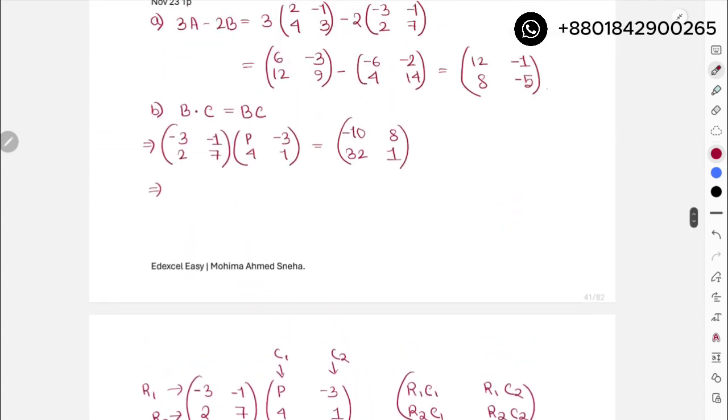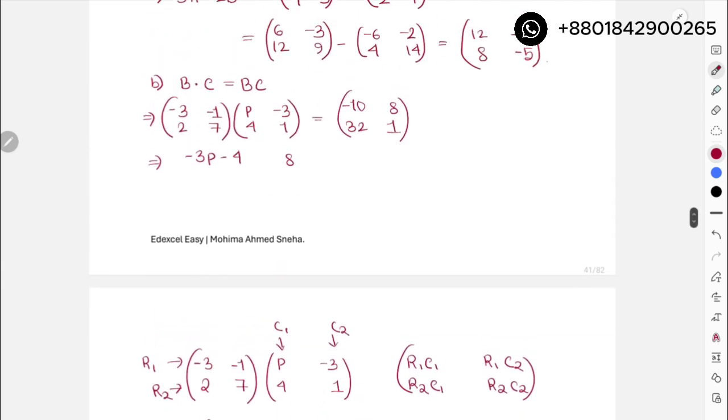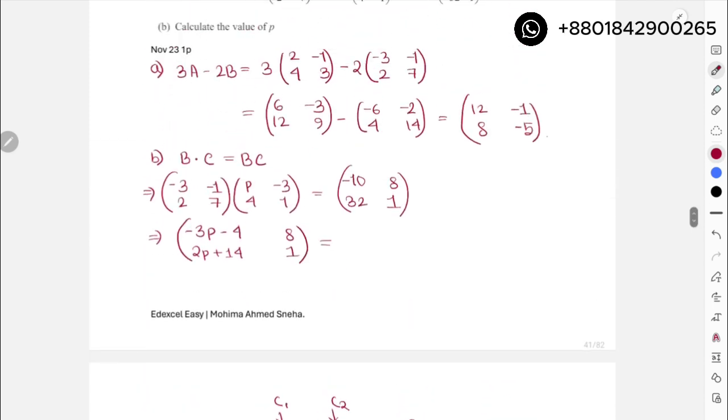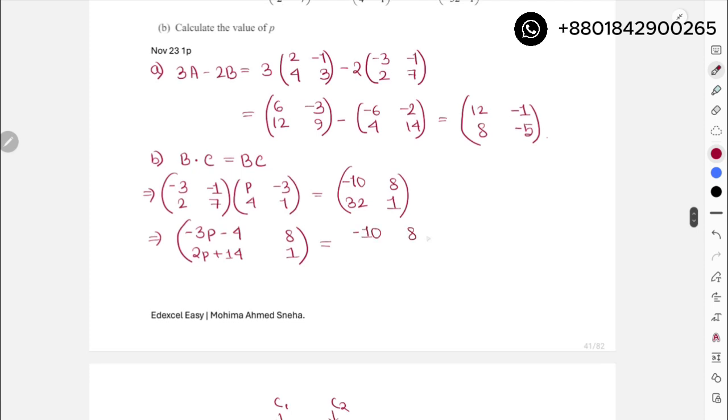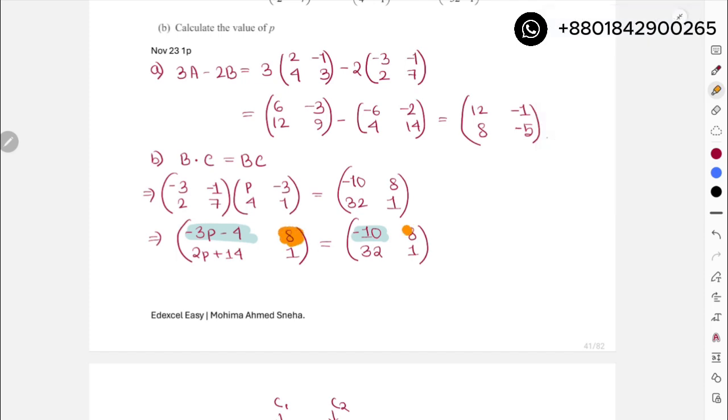Now if you input this into your equation, you had minus 3p minus 4, 8, and 2p plus 14, 1. And from there they give that this equals minus 10, 8, 32, 1. From this part I can understand that this is an equals-to case, right? Equals to means that minus 3p minus 4 is equal to minus 10. And let me use another color. 8 is equal to 8, which I can see clearly, right?